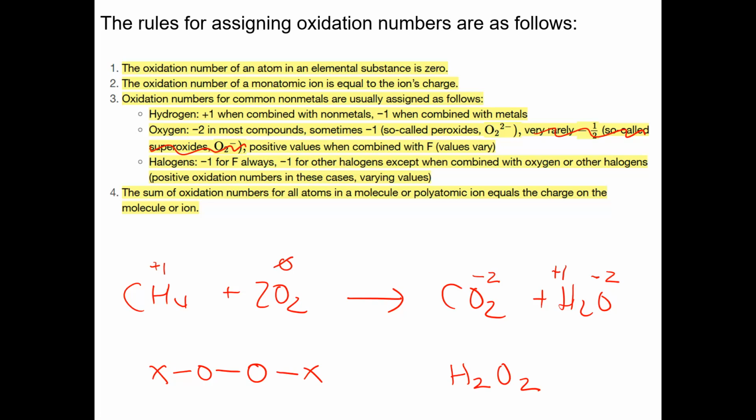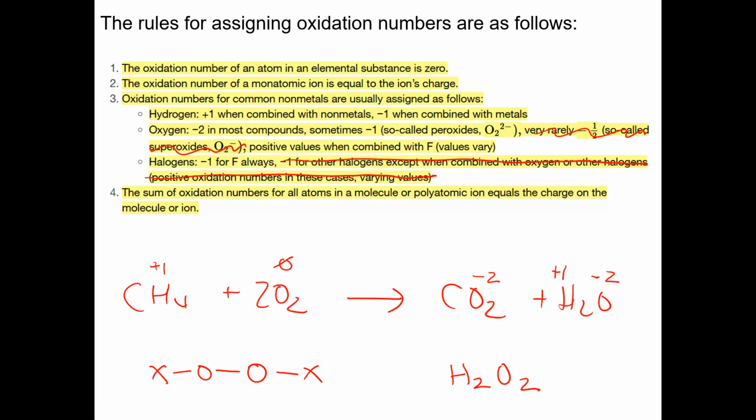Our next rule for a specific nonmetal is for the halogens. The halogens are -1 for fluorine always, and that's really the only one that you need to remember. The rest reads it's -1 for other halogens except when combined with oxygen or other halogens. I wouldn't worry about memorizing that. Just remember that without exception, fluorine is always -1.